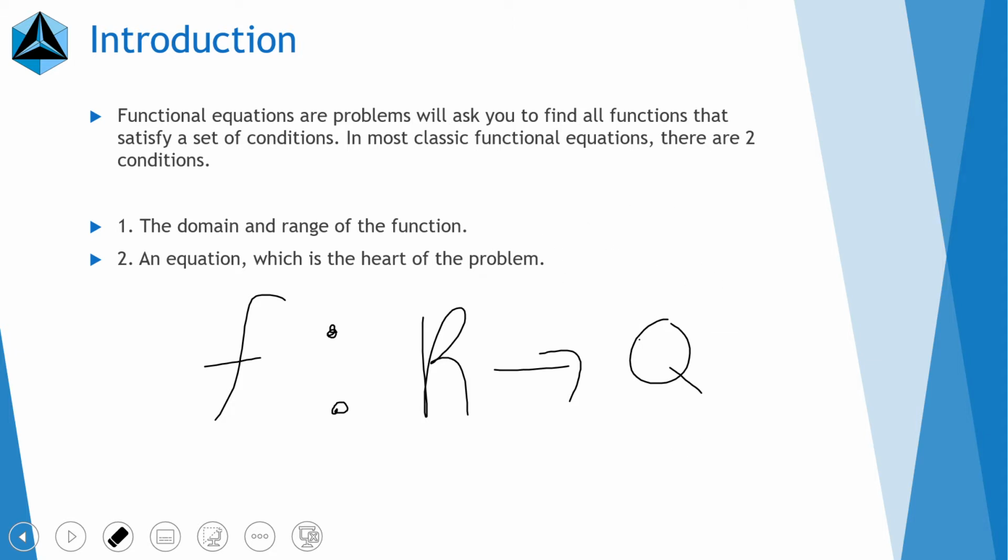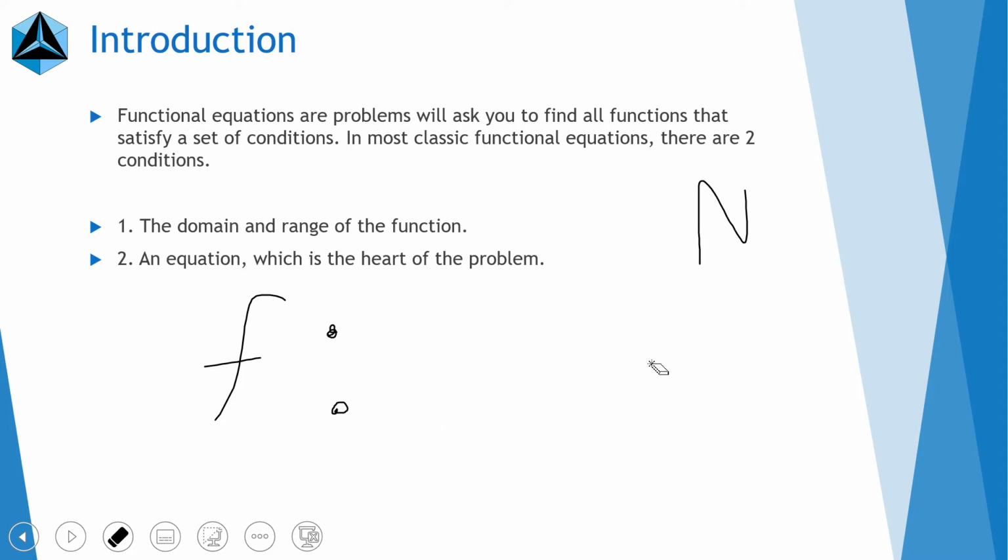Also, a problem could say, for example, solve over positive integers. We know that positive integers are denoted by N. So solve over positive integers is equivalent to writing f maps N to N. This is the same thing.